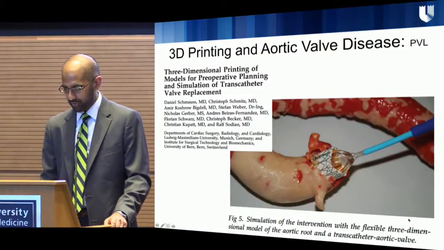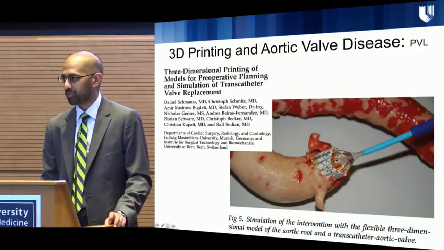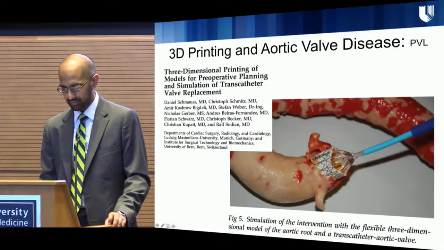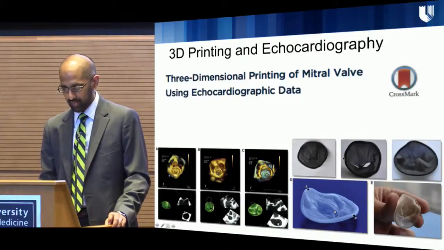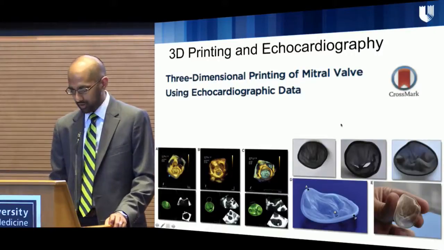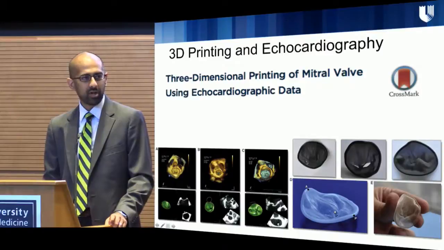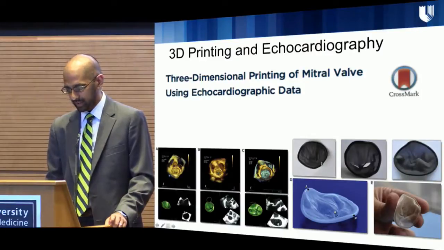All right, and here's what everyone wants to get to. This is actually a 3D print of an ascending aorta with a TAVR valve on the catheter that they're trying to deploy prior to the procedure to understand the sort of mechanics of deployment. And this was a single case study. And not to leave out the mitral valve, there are people actually now printing mitral annuli based on 3D TEE measurements.